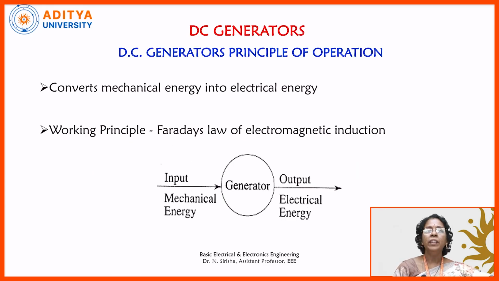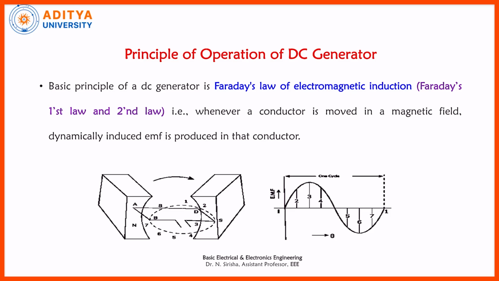Right. So when coming to the DC generators, basically a generator is an equipment in which mechanical energy is converted into electrical energy. So input we are giving mechanical energy to generator, it converts to electrical energy, and the working principle is Faraday's law of electromagnetic induction, right. So principle of operation of single loop DC generator.